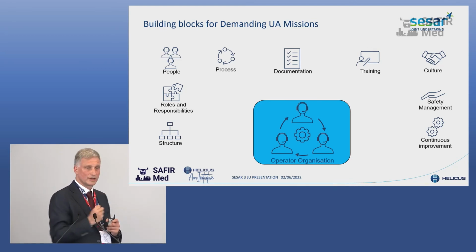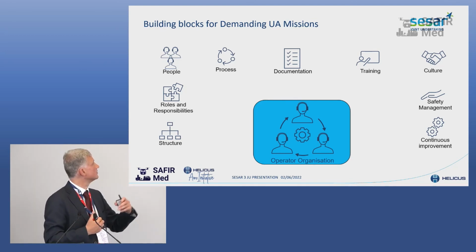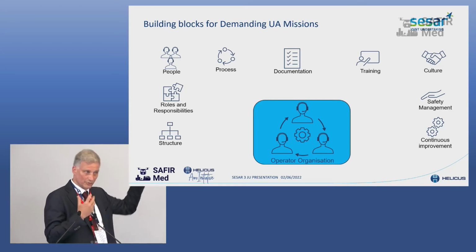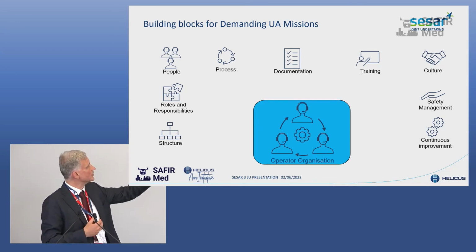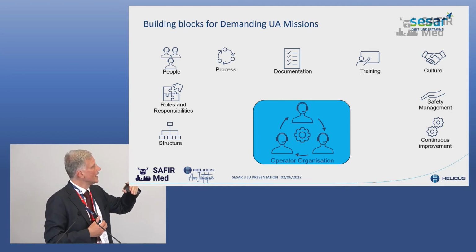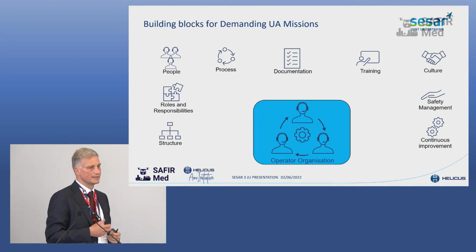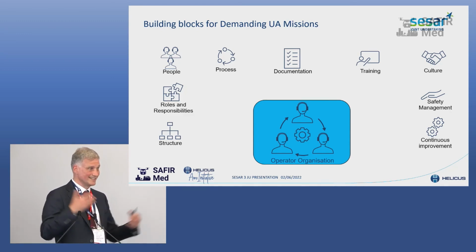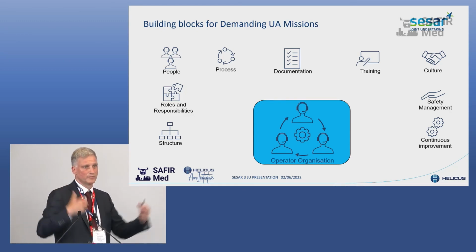So there are contracts in place, there are roles and responsibilities in place, the right structure is in place, and the processes are in place. People are being trained based upon documentation that is written. And also the safety management is being taken care of, implementing a just culture, taking care of safety management and improving processes continuously, jointly with all those different players.